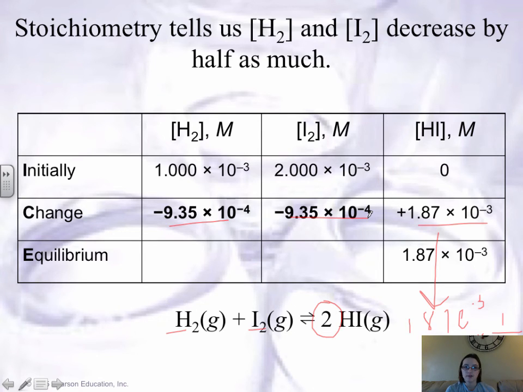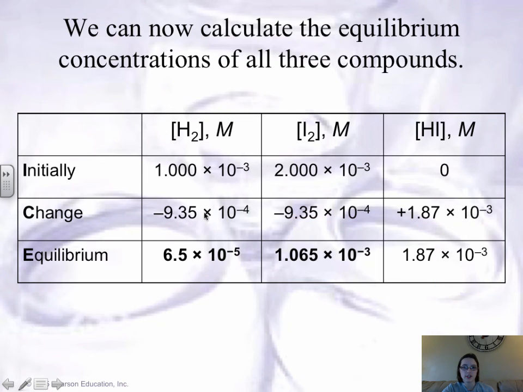And then what we can do is look at our initial and our change, and we can figure out equilibrium. Now, notice first that the change is negative for H2 and I2. It's negative for H2 and I2 because these are reactants. It's positive for HI because it's a product. So reactants always decrease, products always increase in terms of the change. So then we can take our initial and our change, and we're just going to simply subtract: 1 E negative 3 minus 9.35 E negative 4. We actually get our equilibrium concentrations.